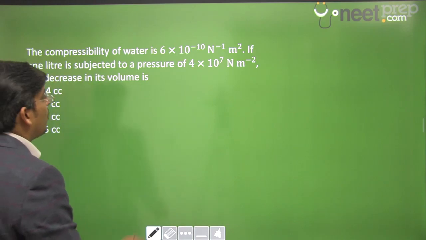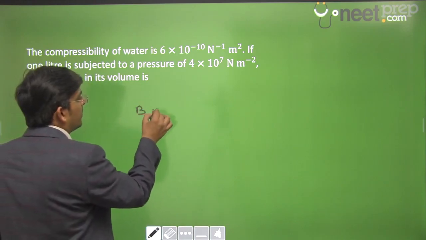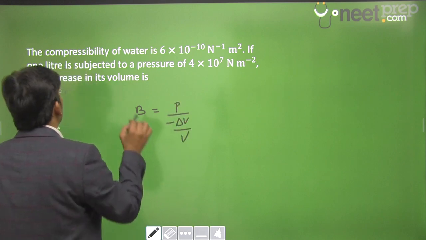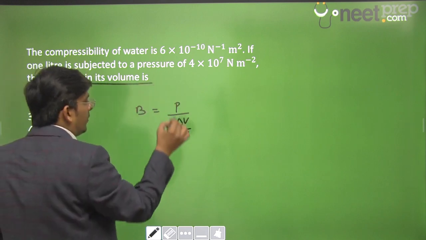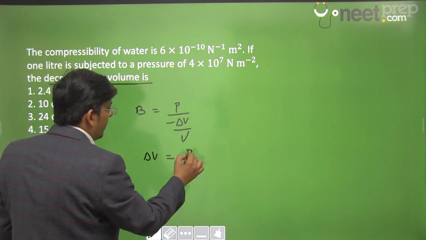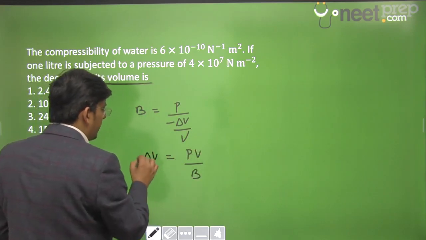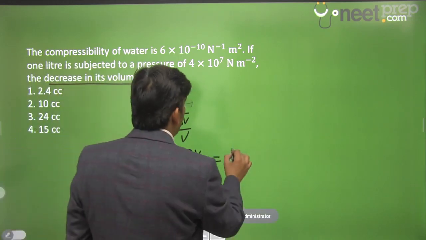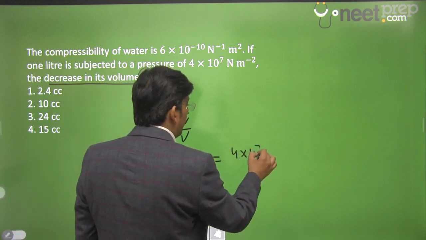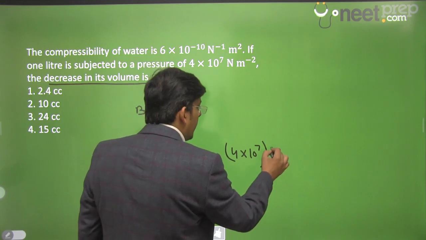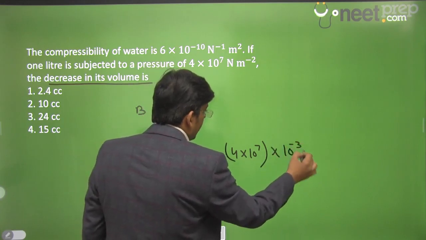The compressibility. What is compressibility? Bulk modulus is pressure divided by volumetric strain. Okay. We are asked to calculate the decrease in volume. So we are asked to calculate delta V. It is PV divided by bulk modulus. Let us take just the magnitude. So we have pressure here. Yes, pressure is 4 into 10 to the power 7. Do we have initial volume? 1 liter. 1 liter is 10 to the power minus 3 meter cube.